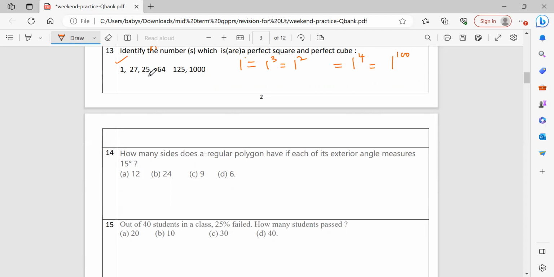So no, 25 is 5 square and it's not the cube of anything. 125 is the cube of 5 and it is not the square of any number, not a perfect square, I'm saying. Likewise, 1000 is the cube of 10 and it's not the perfect square of any number. But look at 64. 64 is both a perfect square and a perfect cube. So we will go with 64 and 1.